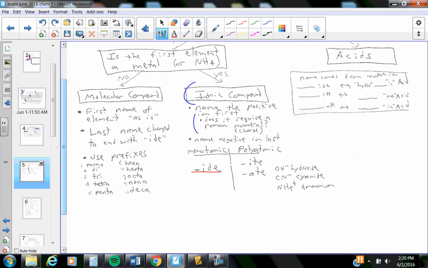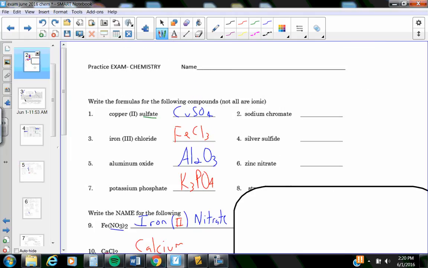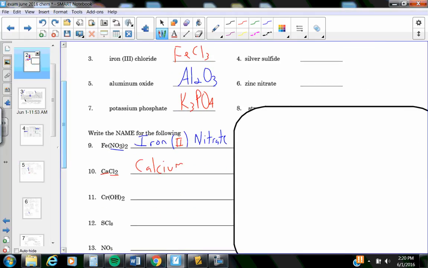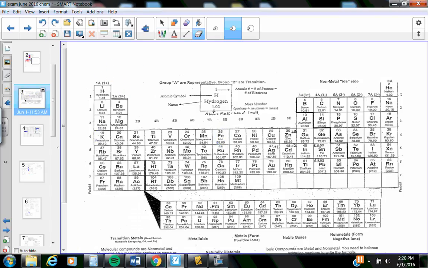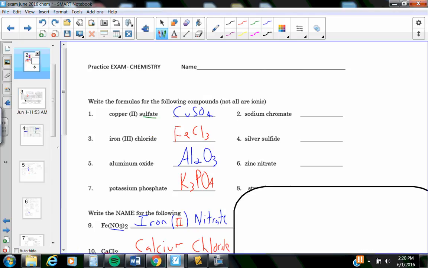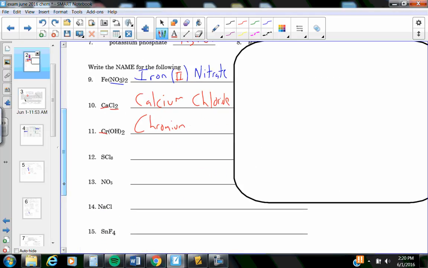So where would I find it? I would look at this and say, okay, I've got to go find this Cl. Well, that's chlorine. It's going to be chloride. Metal, its name is chromium. Chromium is here, so it requires a Roman numeral because nothing tells us. I'll put that into parentheses.